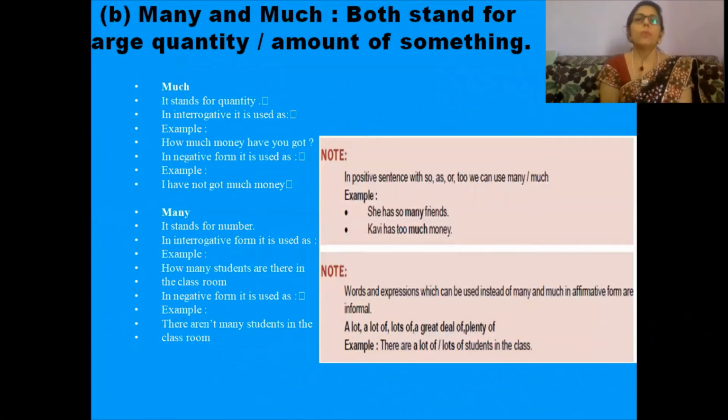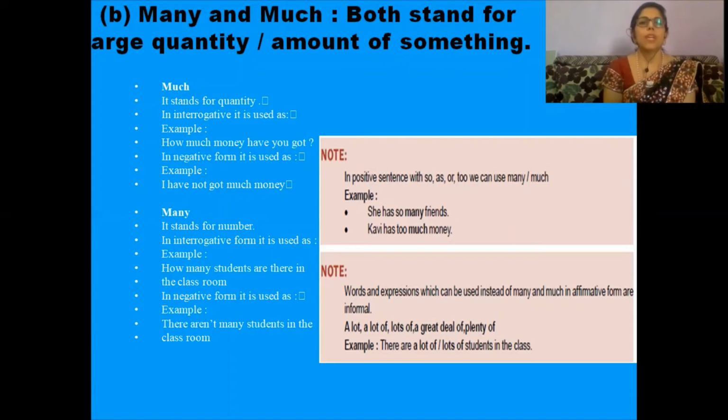And if we talk about much and many, both stand for a large quantity or amount of something. Much stands for the quantity, and many stands for the number. If it is countable, you will use many. If it is uncountable, you will use much. But both stand for a large quantity. If you have something that is in large quantity, then you can use these determiners to determine the noun.